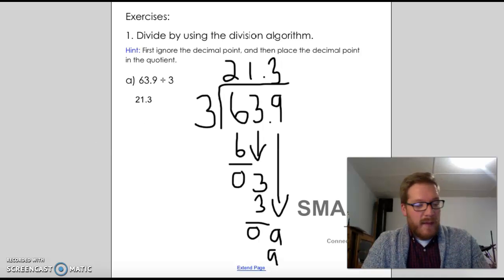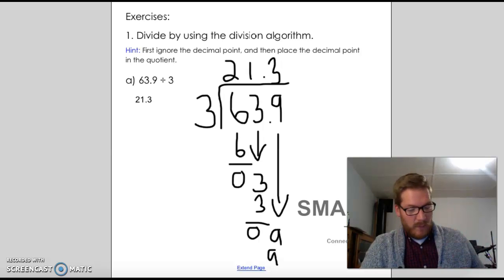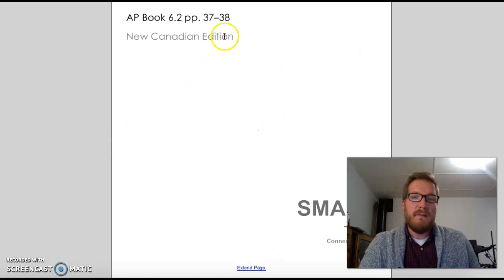Those are the 3 different ways that we're going to be dividing decimals by whole numbers in the workbook. And so you're welcome to move on to number 3 and number 4 in your workbook. It's just a short lesson, and it's found on pages 37 and 38.